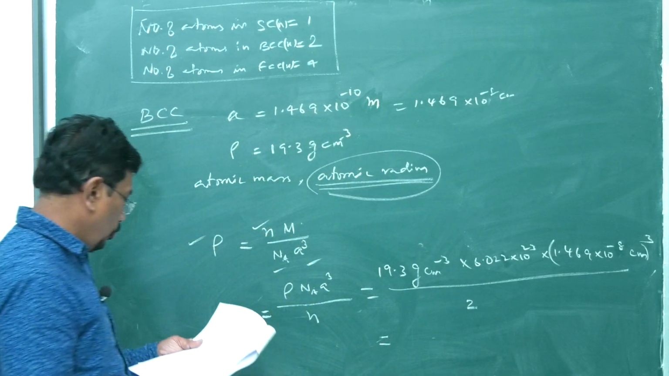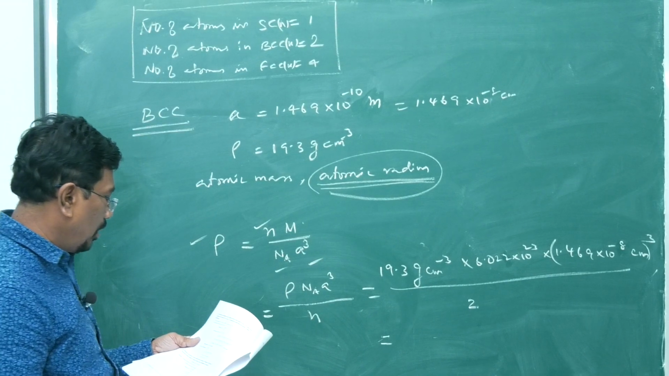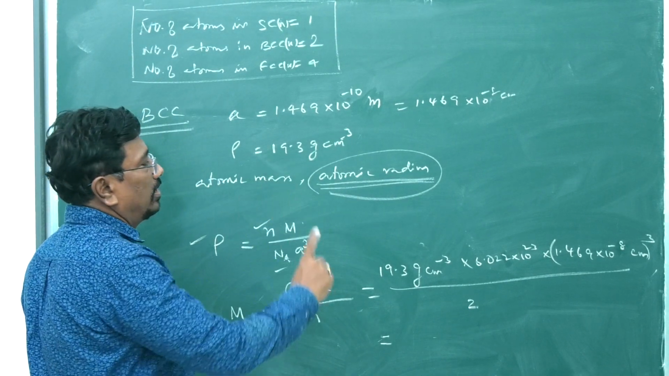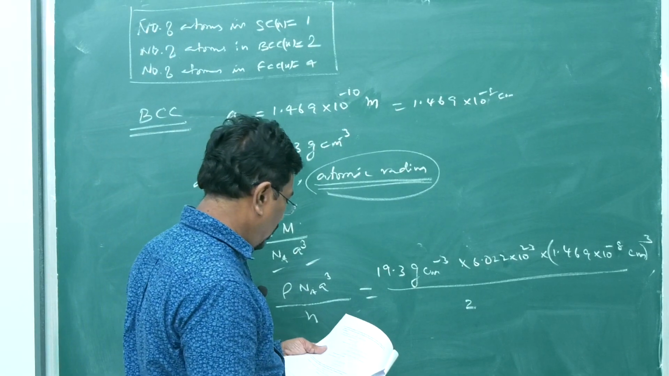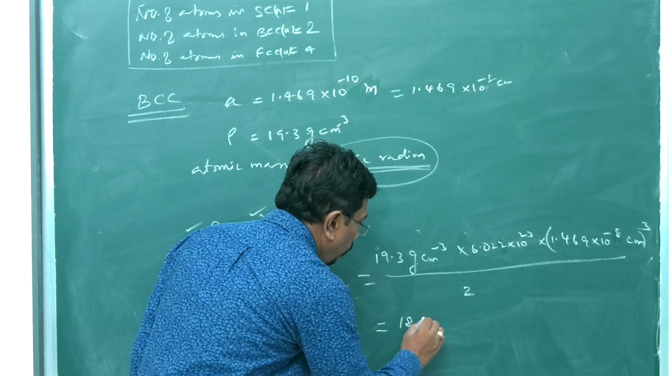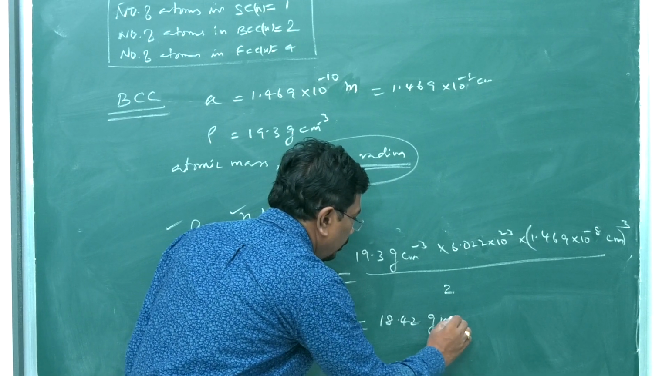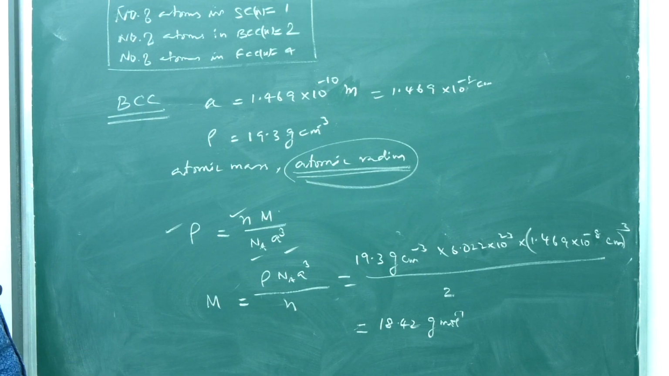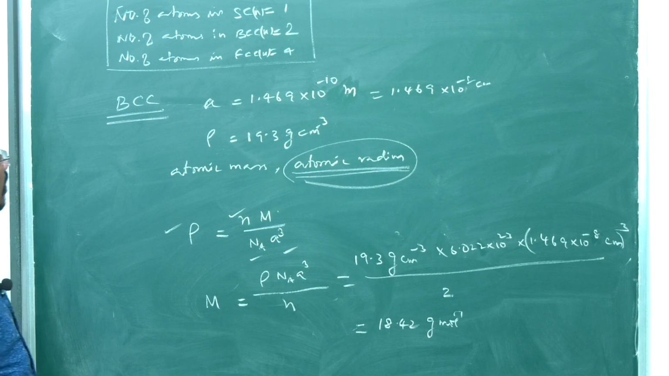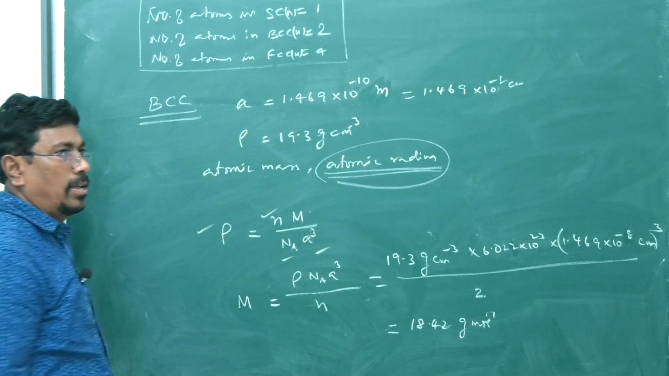So the value comes to molecular mass, and atomic mass is the same. If the unit cell is packed with atoms, we call it atomic mass. That's all. So the answer comes to 18.42 gram per mole. Right? The atomic mass of the element is 18.42 gram per mole. Then they have asked atomic radius.